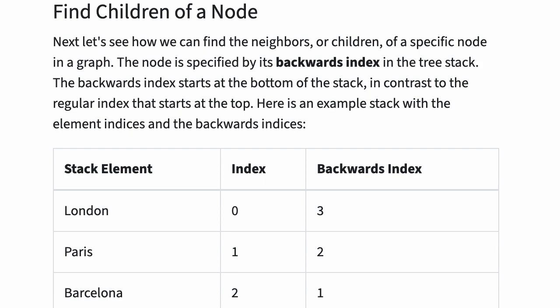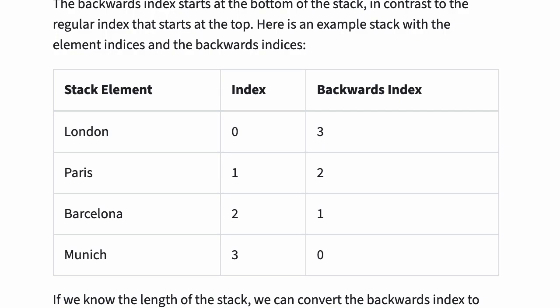Next, let's see how we can find the neighbors or children of a specific node in a graph. The node is specified by its backwards index in the tree stack. The backwards index starts at the bottom of the stack, in contrast to the regular index that starts at the top. Here's an example stack with the element indices and the backwards indices.